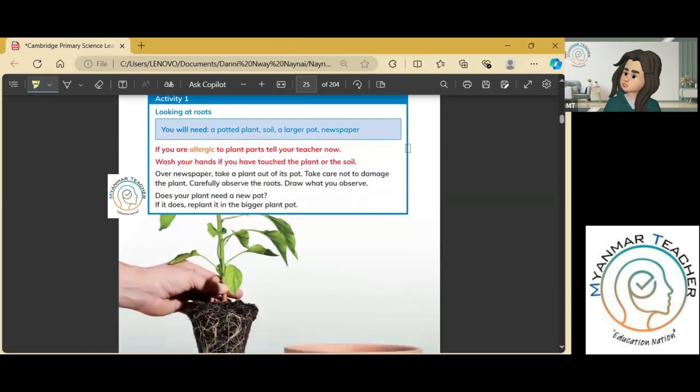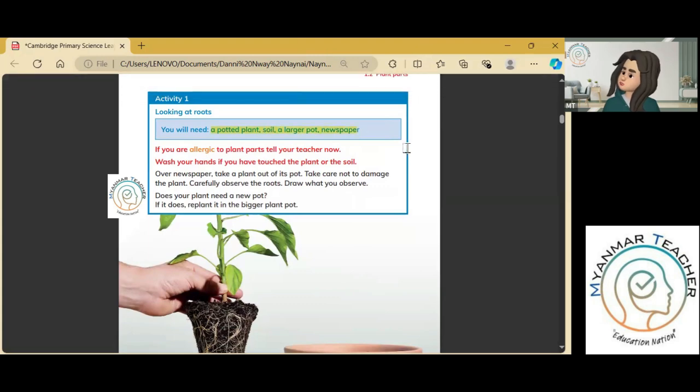This is an activity. You will need a potted plant, soil, a larger pot, and newspaper. If you're allergic to plant pots, tell your teacher now. Wash your hands if you have touched the plant or the soil, because some people are allergic to stuff like it. It could be the fruit, the leaves, the soil, the roots.